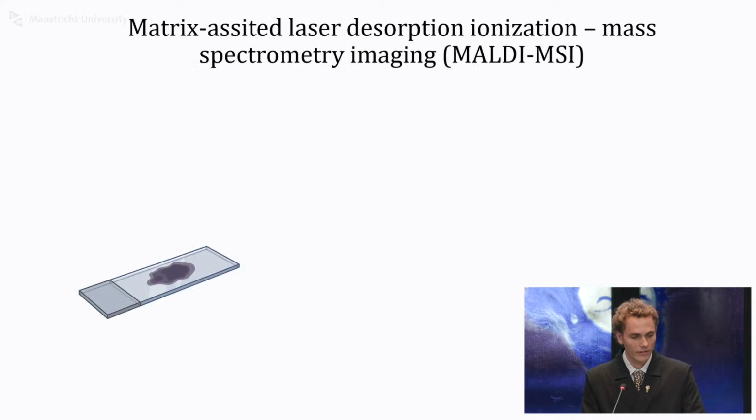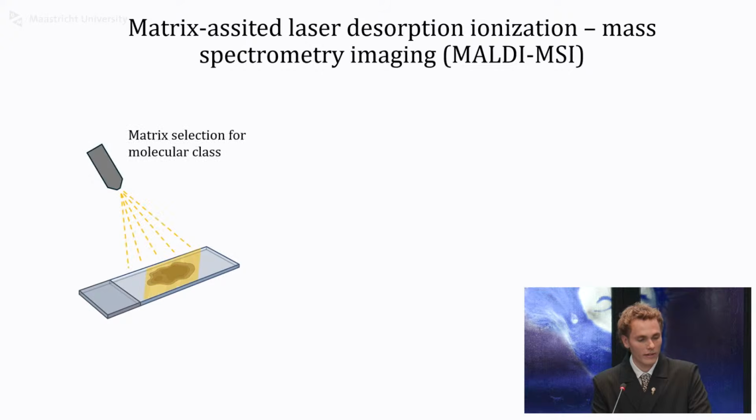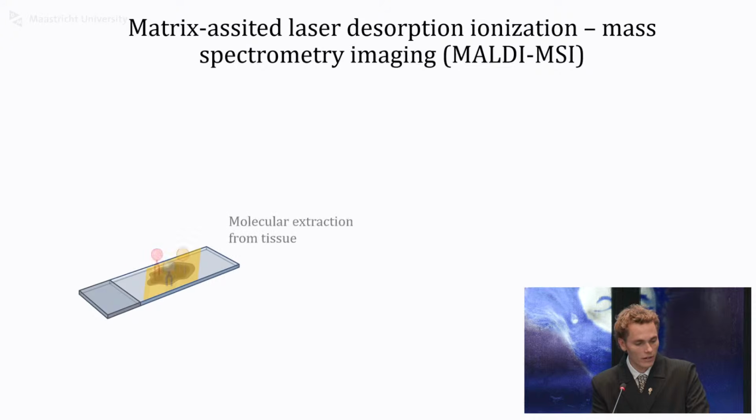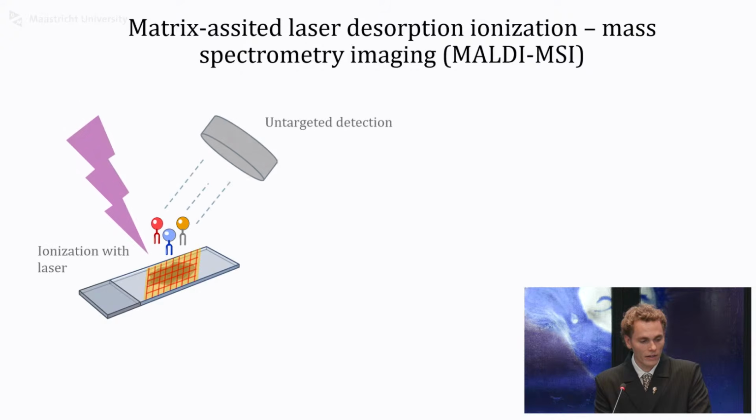Now, the method that I use for this, for most of it, is called matrix-assisted laser desorption ionization mass spectrometry imaging, or MALDI-MSI for short. This is a molecular imaging technique where you can image molecular species in a tissue. If you have your tissue on a glass slide, as here, we apply a matrix molecule to the tissue, which helps to extract a given molecule from the tissue. This could be lipids, for example. The lipids are then fired at with a laser, and then shot into a mass spectrometer, which detects everything that comes in there in an untargeted fashion.